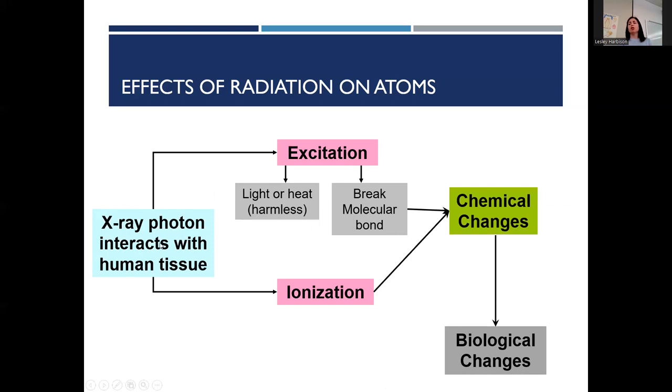So here's just another diagram that shows a similar thing from before. We have the X-ray photon. It can either cause this excitation, which is this kind of cell vibration, or it can cause the ionization. Either path will generally lead to the same outcome, unless, of course, like we said, it just settles down. But if the molecular bonds are broken, or ionization, that is a direct pathway to chemical change and biological change. Same thing, just a little different picture.